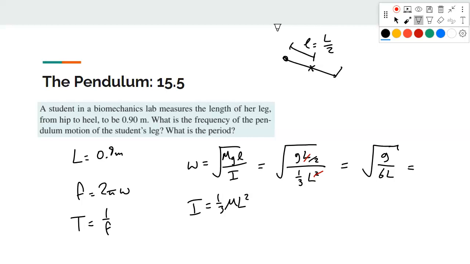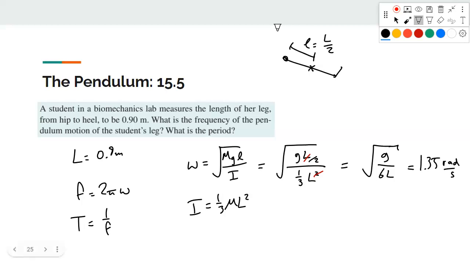Okay, so now we can just plug in. We know G is 9.8, and we know that our leg length is 0.9 meters. So give me 1 second here. I forgot to do this step in my notes. So I get 1.35 radians per second. And now I can just plug that in.